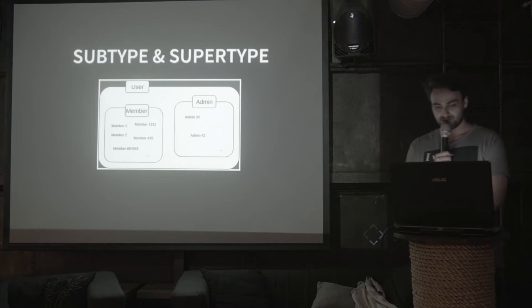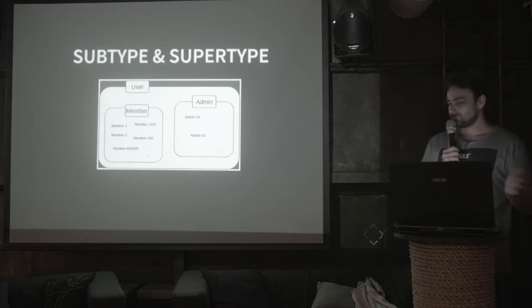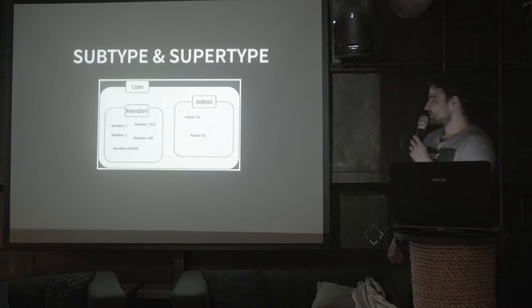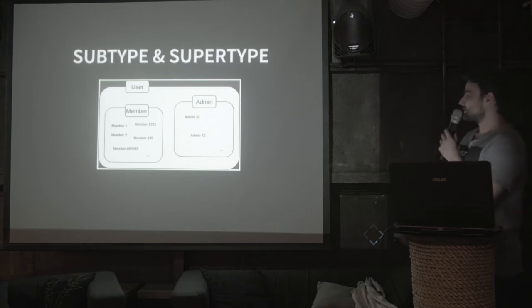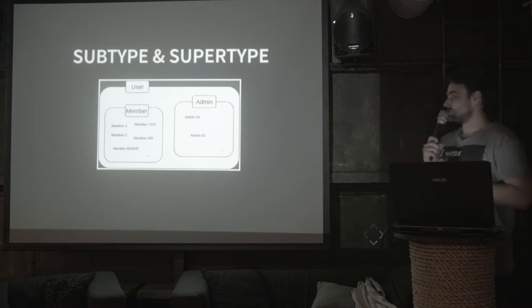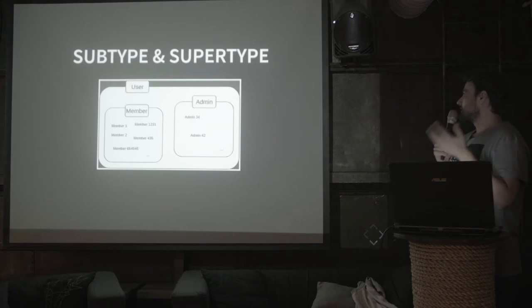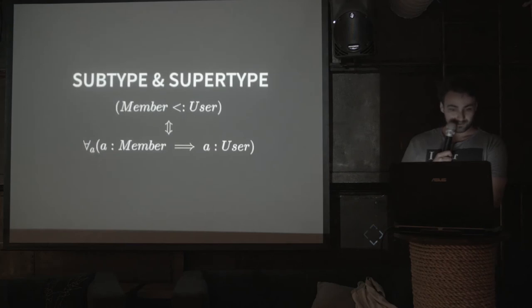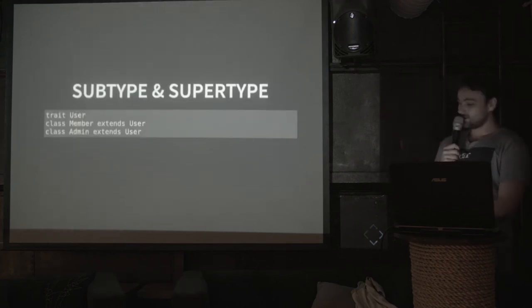Okay, so if we know that types are something like sets, and if we are familiar with set theory, we also know that there is something like a subset, and it directly translates to subtyping. So for instance, we could have a type user, which could contain all sorts of values which represent our users. We could split it into two smaller sets, like members and admins, if we want to treat members and admins as separate things. And it translates to subtyping. So member is a subtype of user, admin is a subtype of user. If we wanted to write it down in Scala, it would look like this.